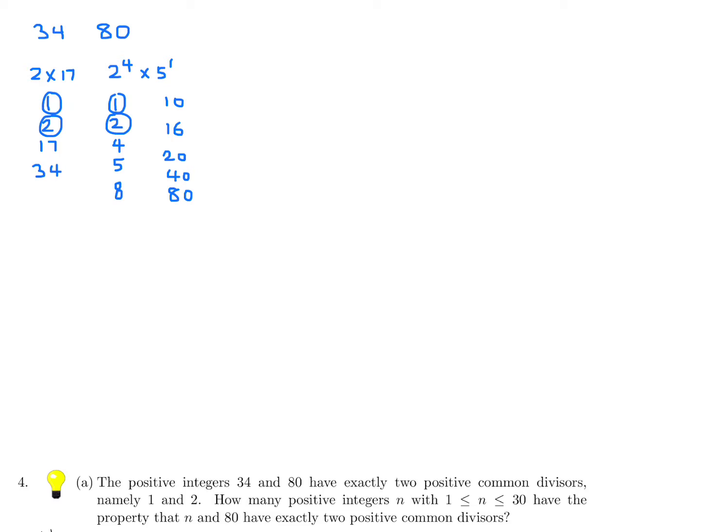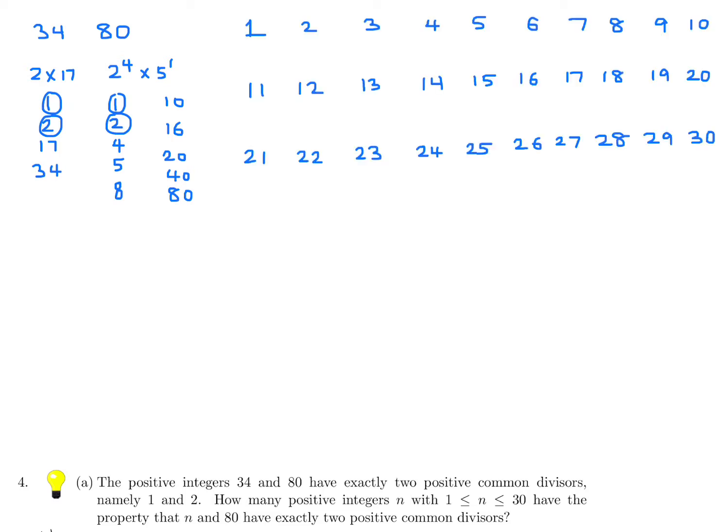Okay, so let's first list them all. Let's start talking about this. Well, 1 only has one divisor, so that's not going to be possible to have 2. 2 will have 1 and 2, so that is a contender. The contenders I will leave alone. I'll leave them in the list.